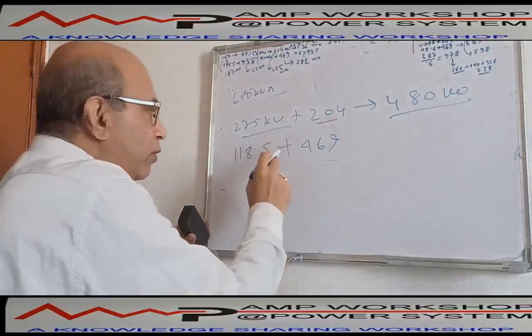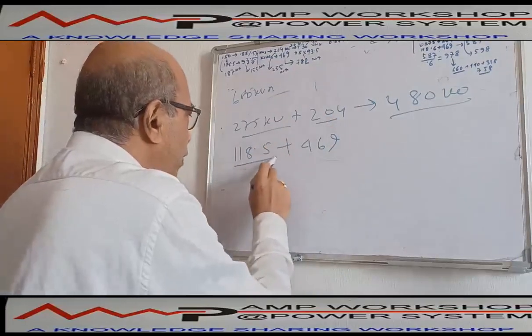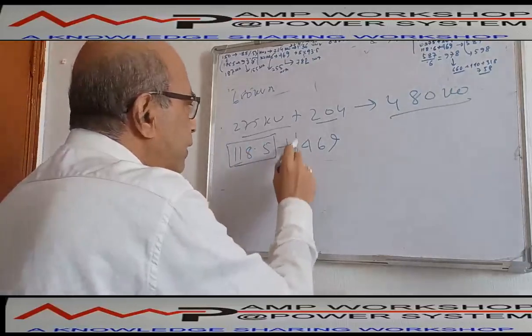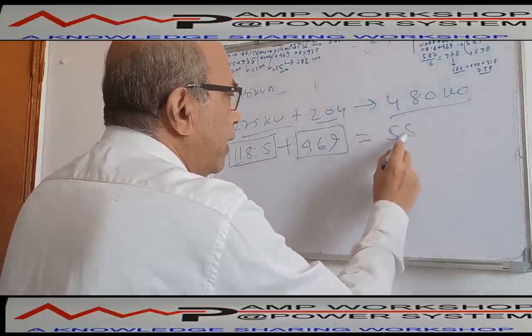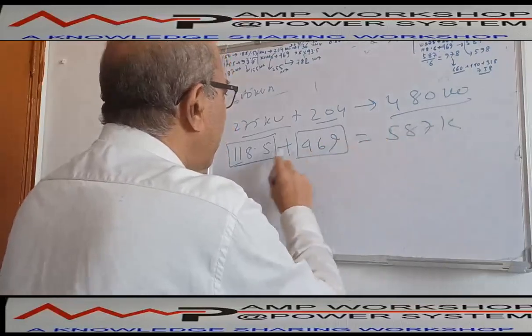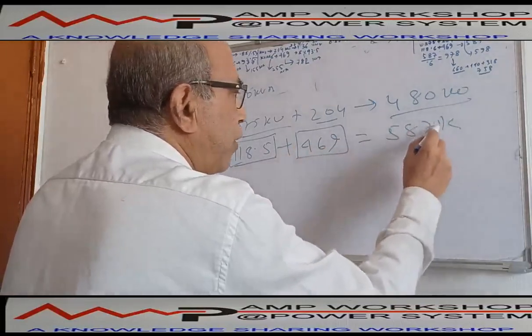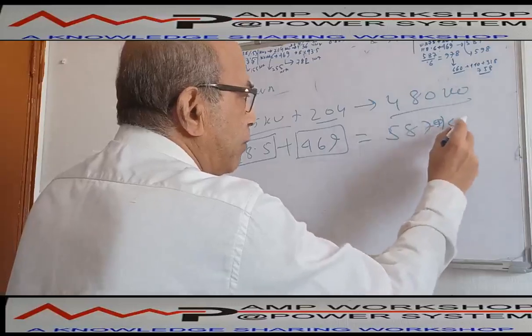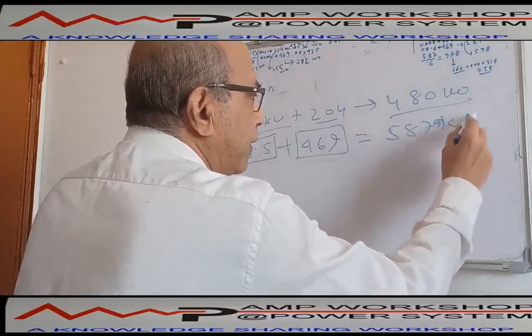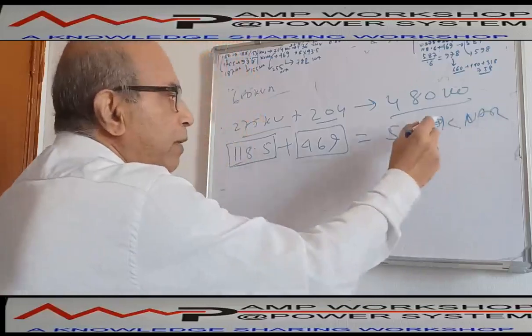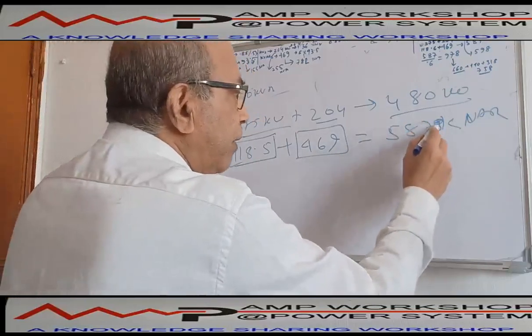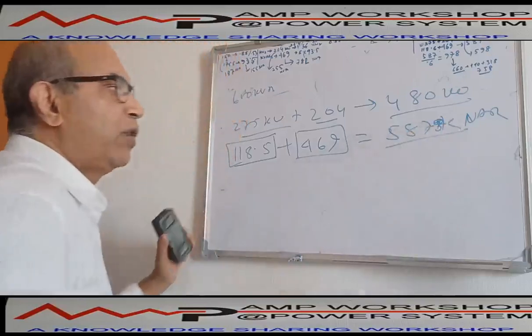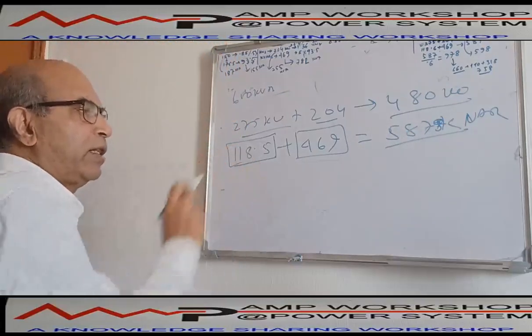So if you want to start the motor, in that case, this amount of kVAR is required continuously, and this is the starting kVAR. So if you calculate, the total is 587 kVAR. 587 kVAR is required to start the motor as well as run the continuous load.